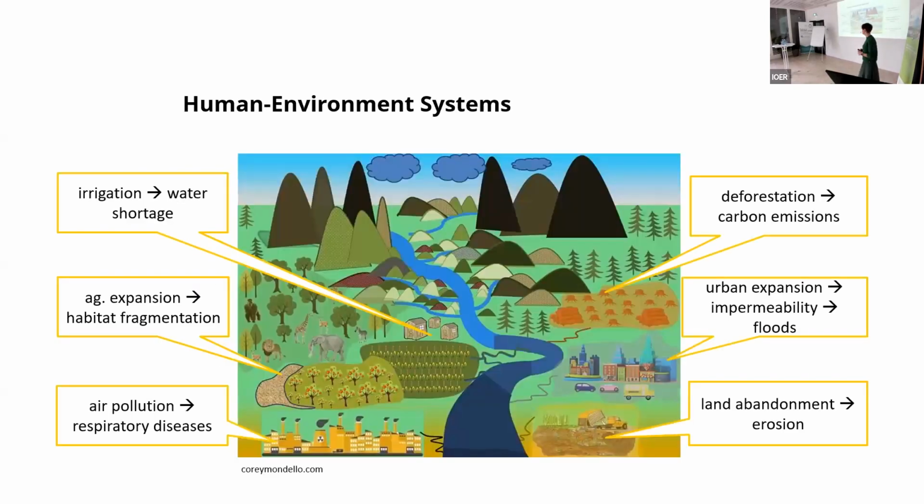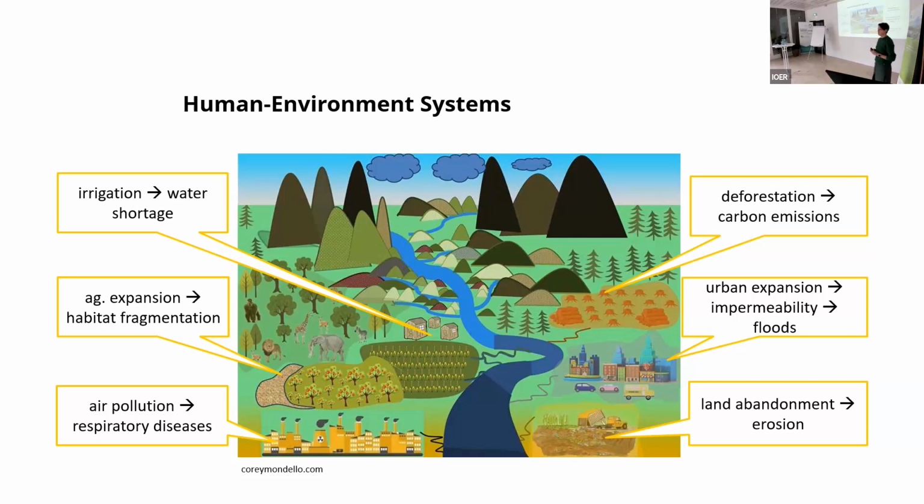So what you see here is a depiction of our world and of the current global challenges that we face. For example, irrigation may cause water shortage, agricultural expansion may cause habitat fragmentation, air pollution in cities causes respiratory diseases among citizens, deforestation may cause carbon emissions, urban expansion may cause the soil to become impermeable, which increases the probability of floods, and land abandonment may cause erosion.